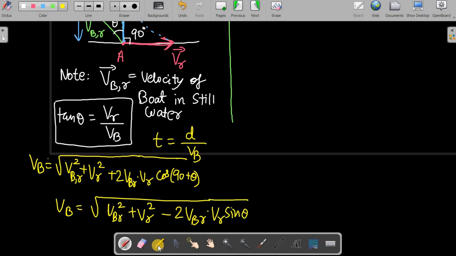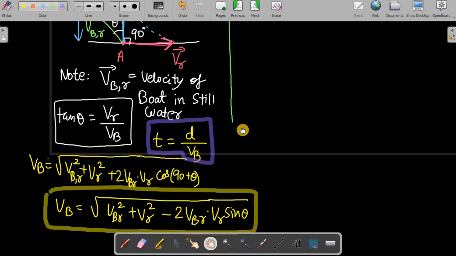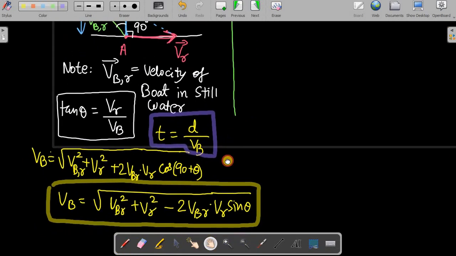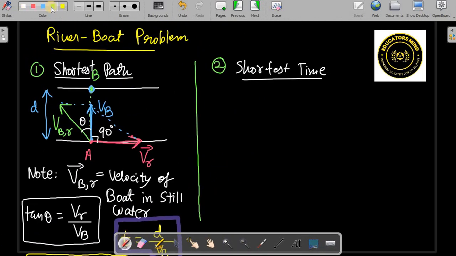So this formula can be used to calculate the velocity of the boat, right? And once you know that, you can then use it in the calculation of time. Time is equal to distance by speed. So these calculations can be done for the shortest path. In the same manner we can do shortest time. Now what is shortest time? Let us understand shortest time.